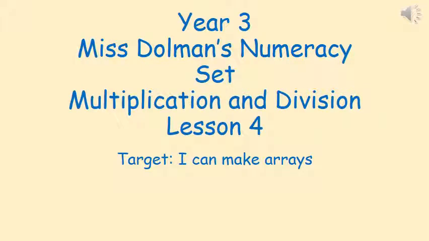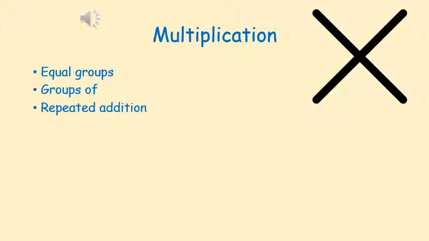Today our target is I can make arrays. This is lesson 4 of our multiplication and division lessons. We have been learning about multiplication and we have learned this vocabulary so far: equal groups, groups of, repeated addition and arrays, which we are learning about today.